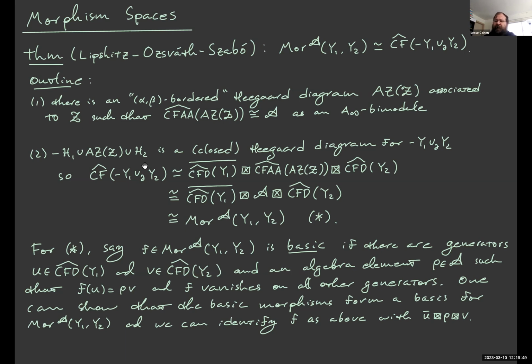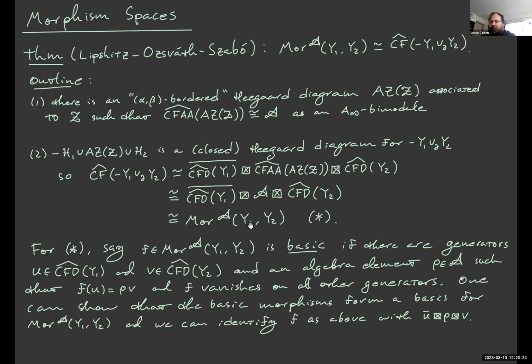And by the tensor pairing theorem of Lipshitz, Ozsváth, and Thurston, CF hat of this three manifold is homotopy equivalent to CFD hat of Y1 bar. So this is the linear dual of CFD hat of Y1, tensor CFAA of AZ, tensor CFD hat of Y2, which is then isomorphic to CFD hat of Y1 bar, tensor A, tensor CFD hat of Y2.